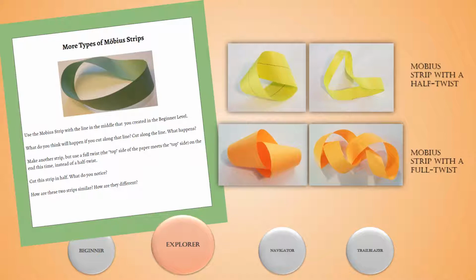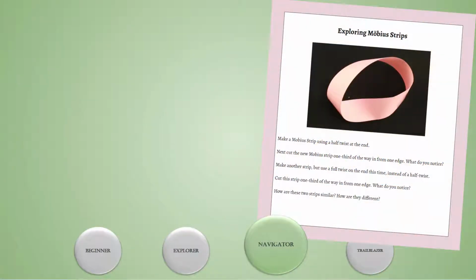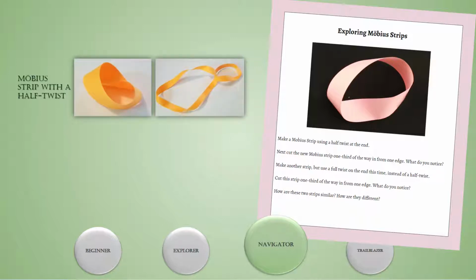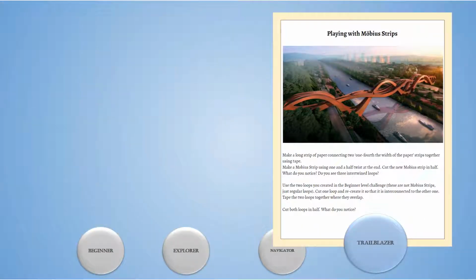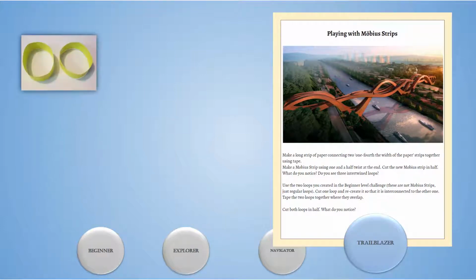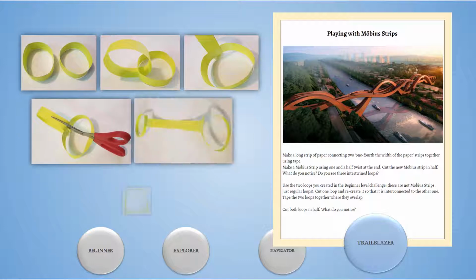In the Navigator level, the participants continue exploration of Mobius strips. This task is similar to the Explorer level task, but this time, the Mobius strip is cut 1/3 of the way from its edge, rather than halfway. The challenge ends with the Trailblazer level. In this task, the participants learn how to create interlocking loops and what happens when those are cut in half.